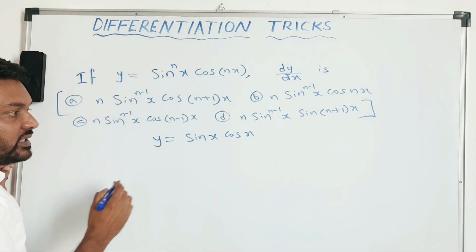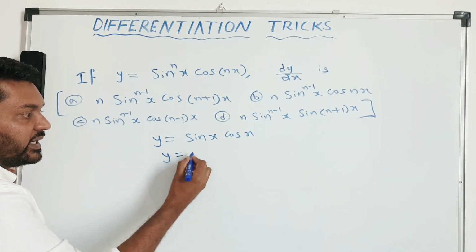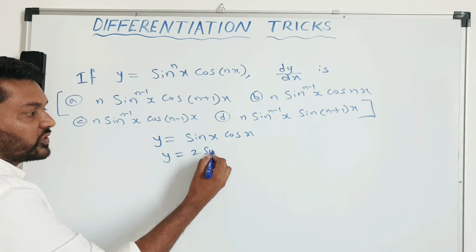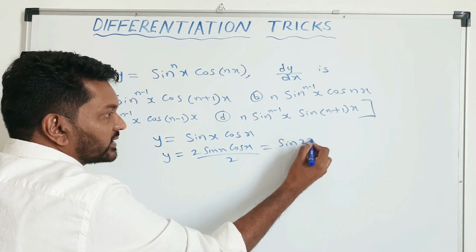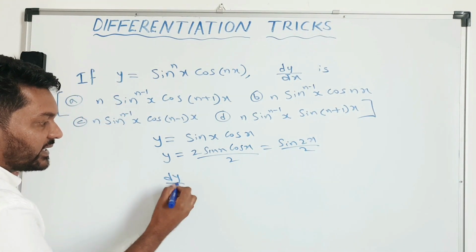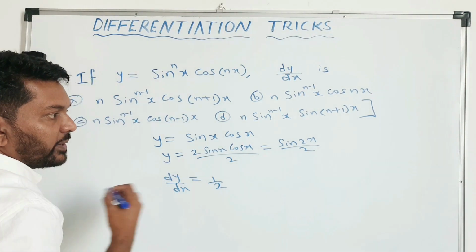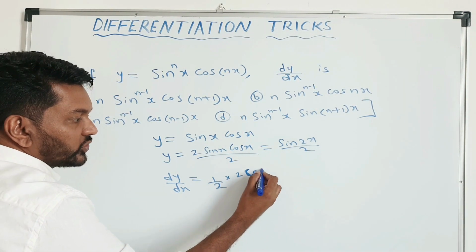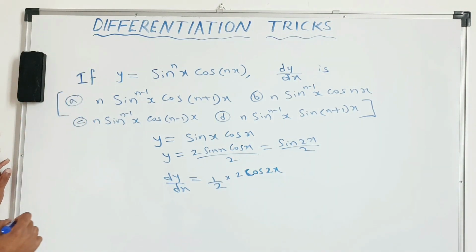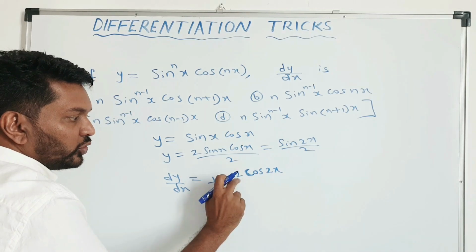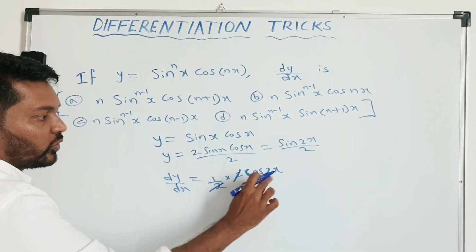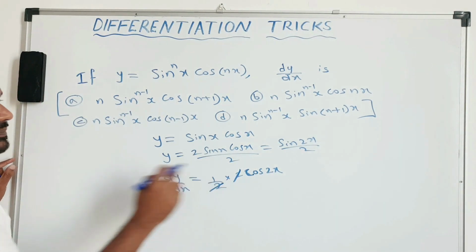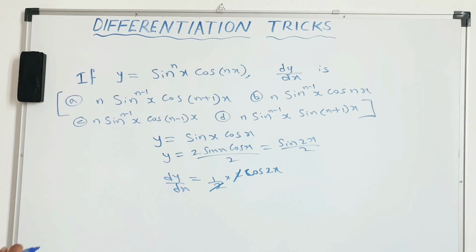I can simplify this, otherwise I need to use the product rule. I am writing it as 2 sin x cos x divided by 2. So it will become sin 2x by 2. So dy by dx is 1 by 2, a constant, keep it out. Sin 2x differentiation is cos 2x into 2 for the 2x derivative, chain rule. So I got dy by dx as cos 2x. Keep it there. Now I am substituting n as 1 in each of the options.